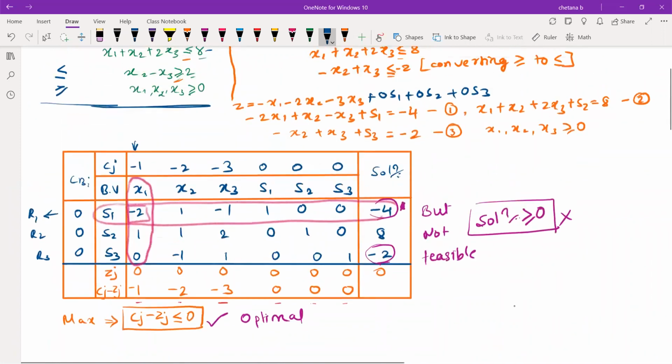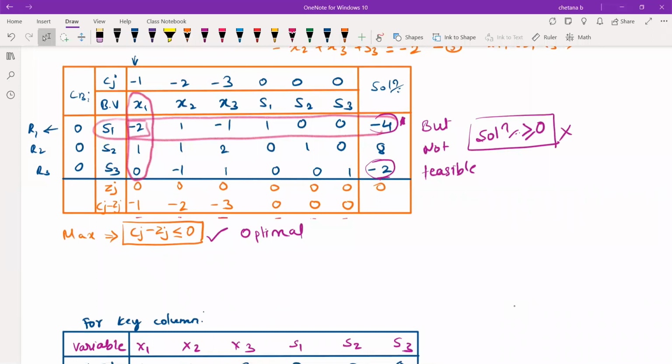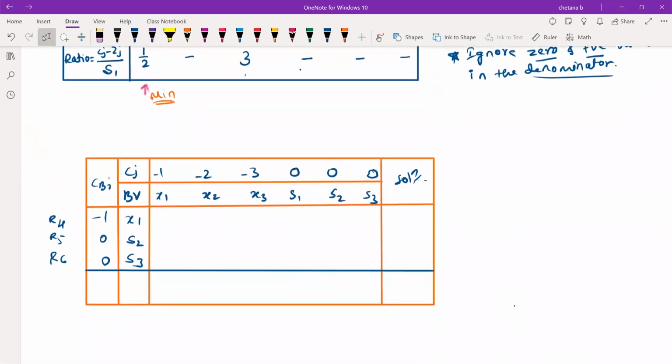So for R4, you need to divide each element by the key value. So key value is -2. -2 by -2 is 1, 1 by -2, plus -1 by -2. Next, -1 by 2, 0, 0. Okay, so I'll write it here. This is 1, -1 by 2, plus 1 by 2, -1 by 2, 0, 0, and 2. Because -4 by -2 is 2.